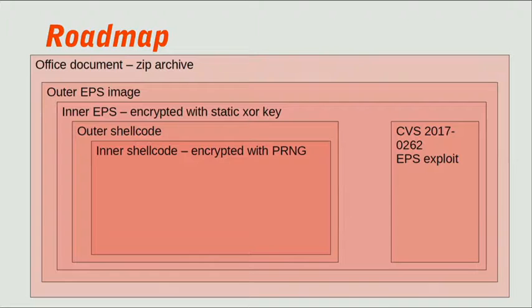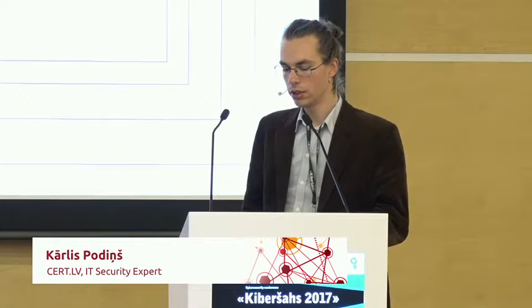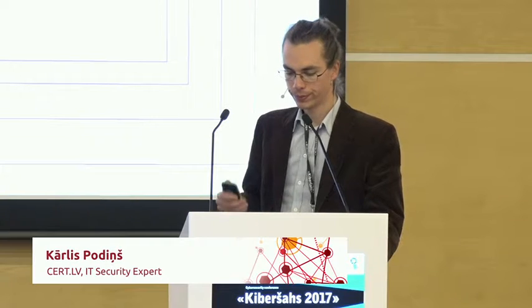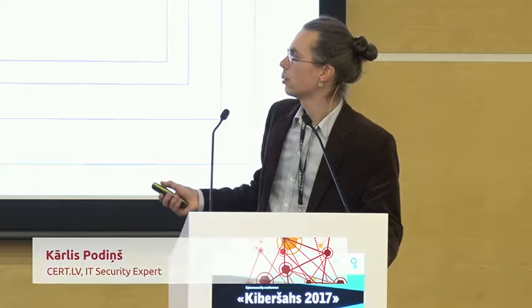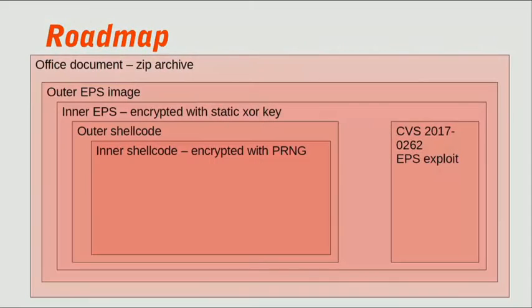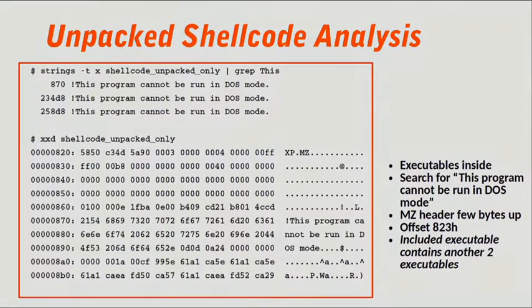Okay, I skipped the technical details, but there are several ways to do it. And then we have the inner shellcode. So we successfully decrypted it. So the outer shellcode, as we saw, includes the inner shellcode. And there is the exploit part. So now we have unpacked shellcode, so unpacked x86 code.